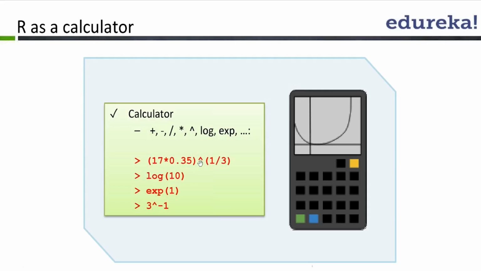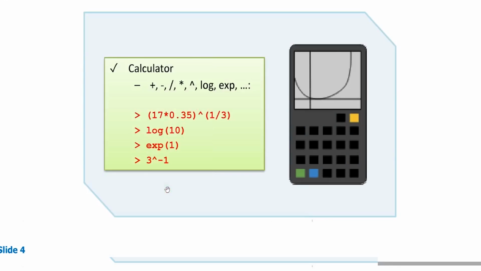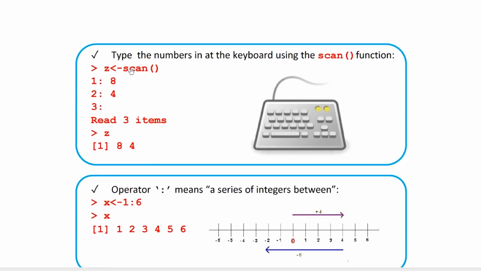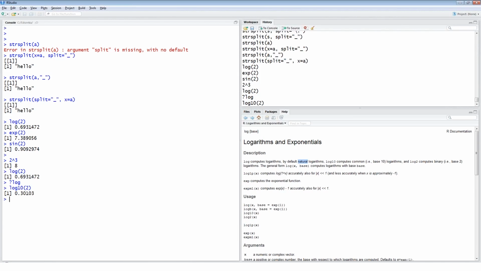We already said the caret symbol is for exponentiation, and variables can be assigned using the assignment symbol. We already saw the combine or concatenate method. And scan is a method to read values from the standard input. So, using the same example, z is equal to scan, then I can give a list of numbers, and whenever I finish, I just press enter. It read 3 items. Now if I see z, it's a vector of the 3 items that I just entered.